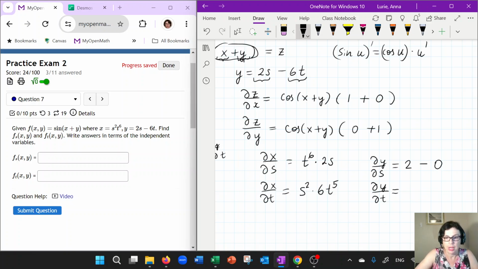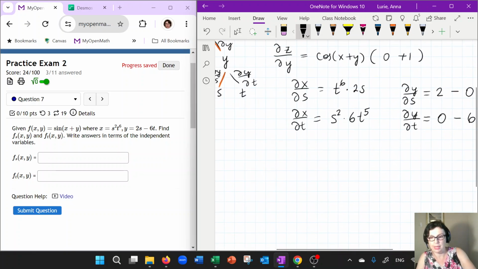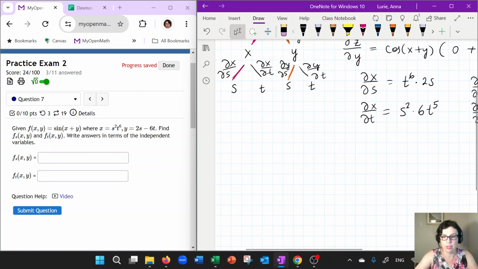That's the difference. For derivative with respect to t, the first part, 2s, is a number and we get 0. And then the second part will just give me 6. So this is just going to be 2. This will be negative 6. Okay, so with that said, let's see if we can follow the tree.